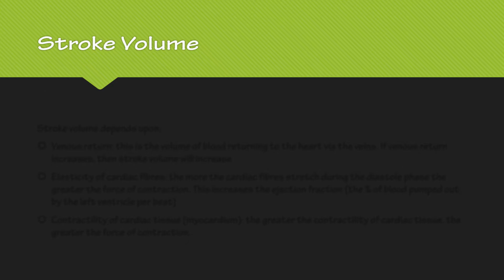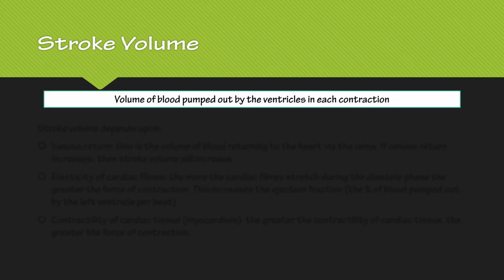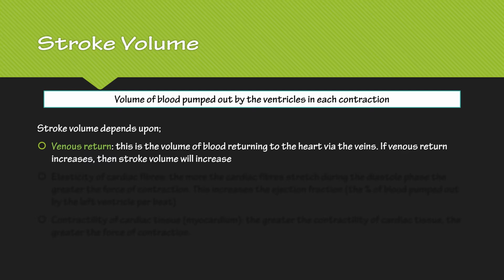First of all, stroke volume. So stroke volume is the volume of blood pumped out by the ventricles in one contraction. And stroke volume depends on different things. First of all, it depends upon something called venous return. Venous return is the volume of blood returning back to the heart in the veins. If venous return increases, then stroke volume will increase. If we can get more blood going back to the heart, then we get more blood leaving the heart. And that blood returning to the heart is deoxygenated.